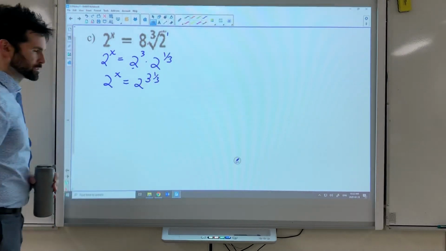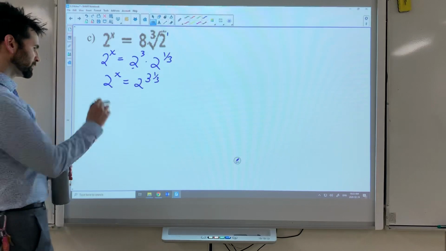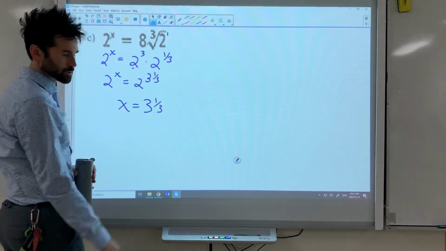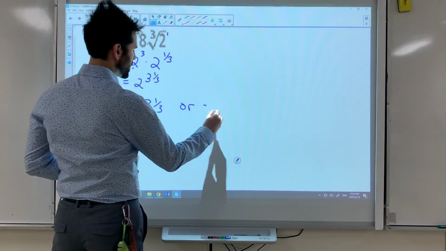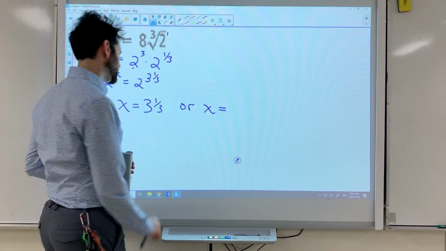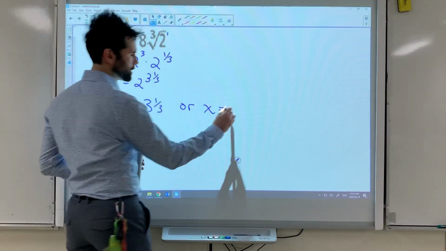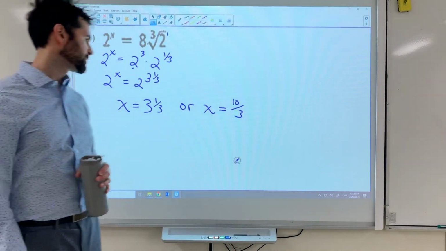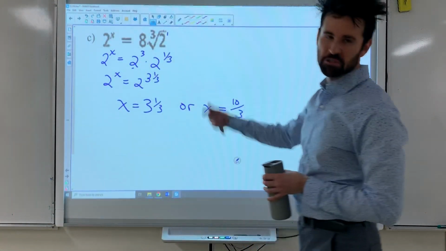Now you can write it as 2 to the 3 1/3, and you have the same base, and you can leave your answer as 3 1/3, so as a mixed fraction, or if you're like me, you like the improper fractions, so you go 3 times 3 is 9 plus 1 is 10, so that's 10/3. Either answer is fine on the exam, as long as you got your work, it's all good.